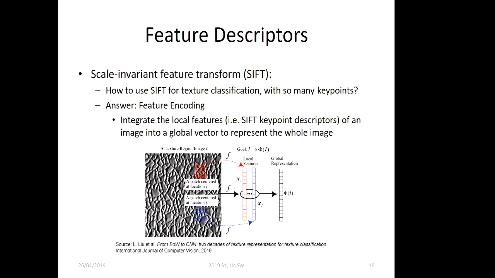By feature encoding, we mean we want to integrate the local features of an image into a global vector to represent the whole image. The local features refer to the set of SIFT key point descriptors. From this set of local features, we want to integrate them into a single vector to represent the whole image. So we have this many, dot dot dot, local descriptors, and we want to combine them into another representation for the whole image. That is feature encoding.